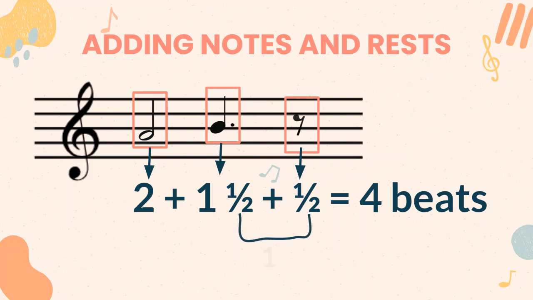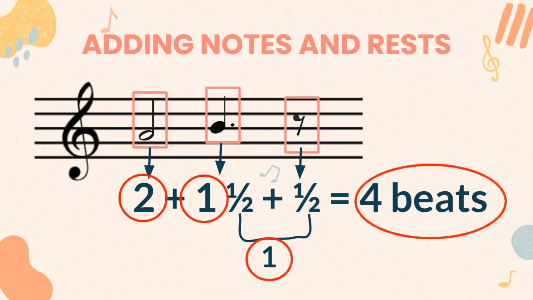1/2 plus 1/2 is equal to 1. Now that we have a whole number, we may add it to the others already. So 2 plus 1 plus 1 is equal to 4, meaning there are 4 beats in the musical staff.